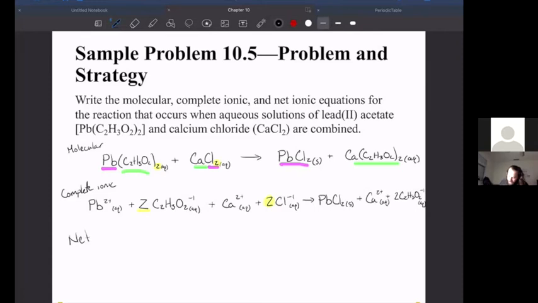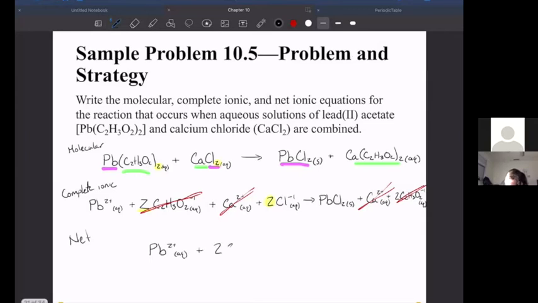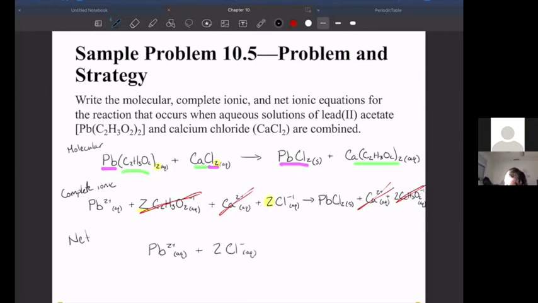And then when I do my net ionic, I'm going to go through and cancel everything that's on both sides. So I get to cancel these 2 acetate ions, and I get to cancel my calcium ion. So again, kind of leaving you with the meat of what's going on here. We have lead 2 plus aqueous plus 2Cl minus aqueous gives you PbCl2 solid. All right, so that would be my molecular, my complete ionic, and my net equation.